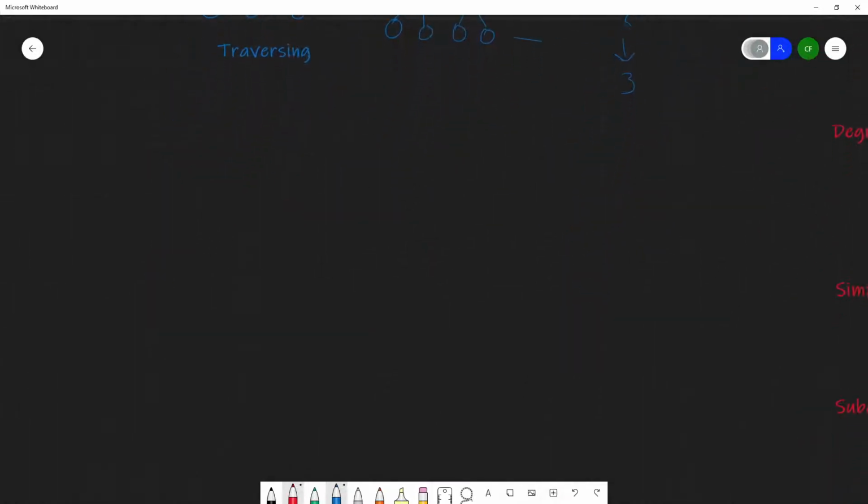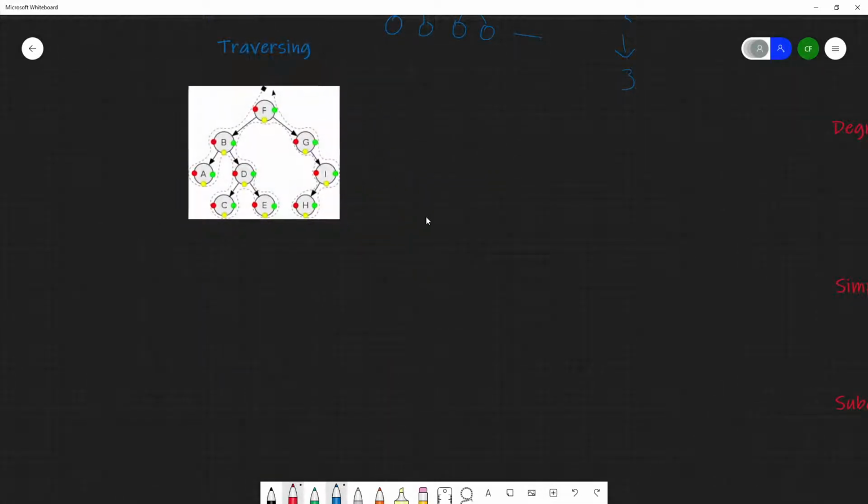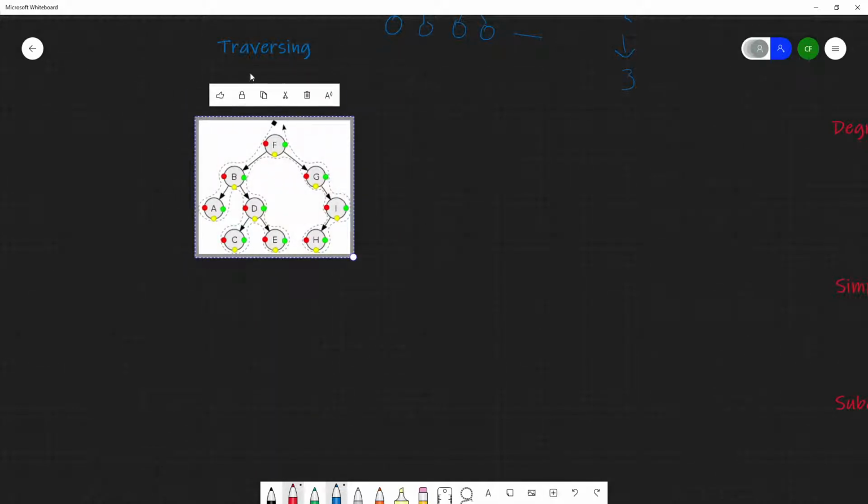Okay, so let me get this image up. There we go. If we're trying to traverse such a binary tree, here's an example. There are 3 main ways we can try to do it. And I didn't actually mention this. A traversal is when you visit every node of a data structure.